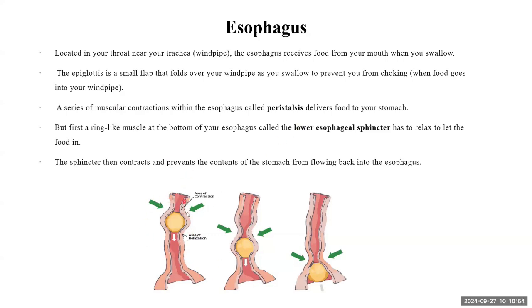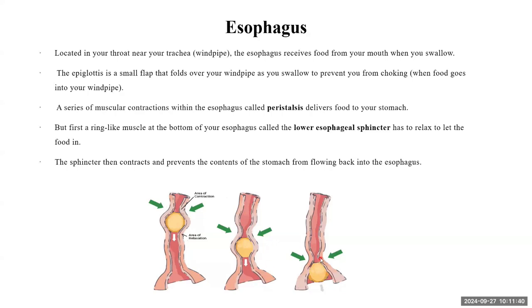So let's dive into this diagram. Basically, we just ingest something. So this is the bolus of food. There will be a contraction just proximal to the bolus, which will propel it downwards towards the stomach, and the downward area, or distal area, of the bolus will be relaxed, so it can move forward without any barrier or friction. So in this diagram, first the bolus was here, then due to the contraction it moved forward, and then the next area contracted, and the bolus was finally pushed into the stomach.